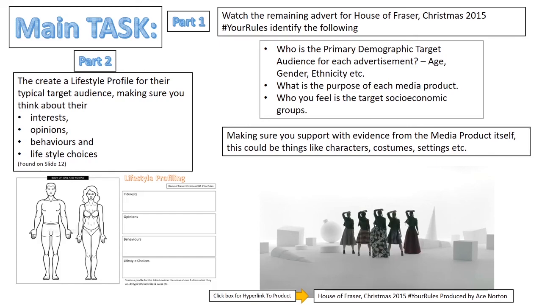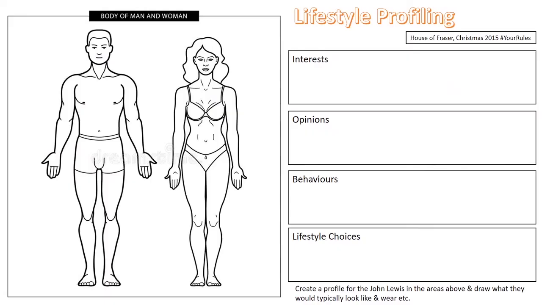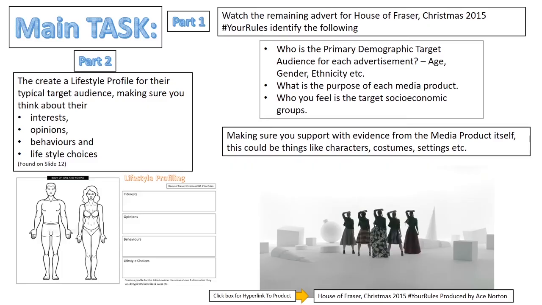And then I want you to basically create a lifestyle profile. This lifestyle profile should be of your typical audience, all right? The typical audience for House of Fraser. And so if you look at House of Fraser, it should give you an idea about what the target audience interests are, opinions, behaviours and lifestyle choices. You can also draw what they typically look like, what elements they might have, phones, etc., so that you really understand the difference between profiling and applying demographics and socioeconomic scales.